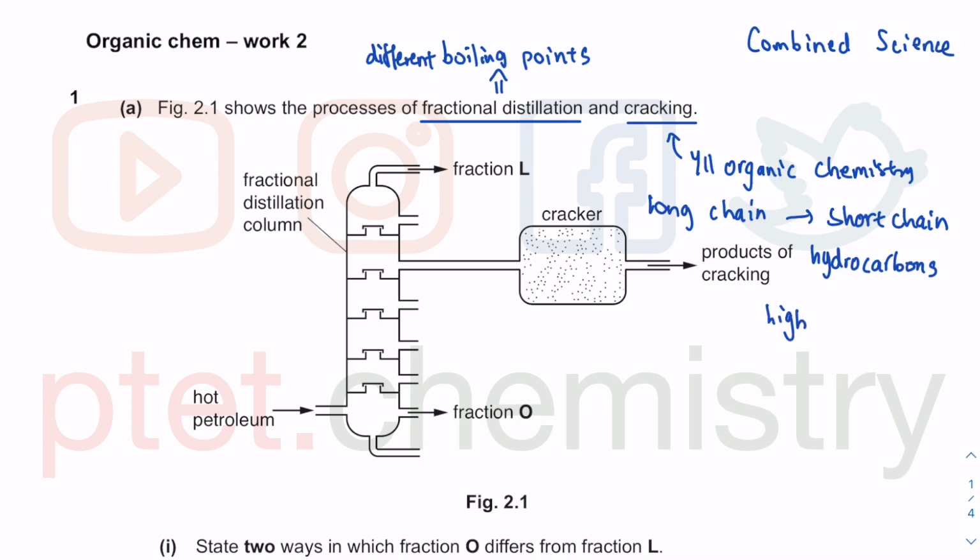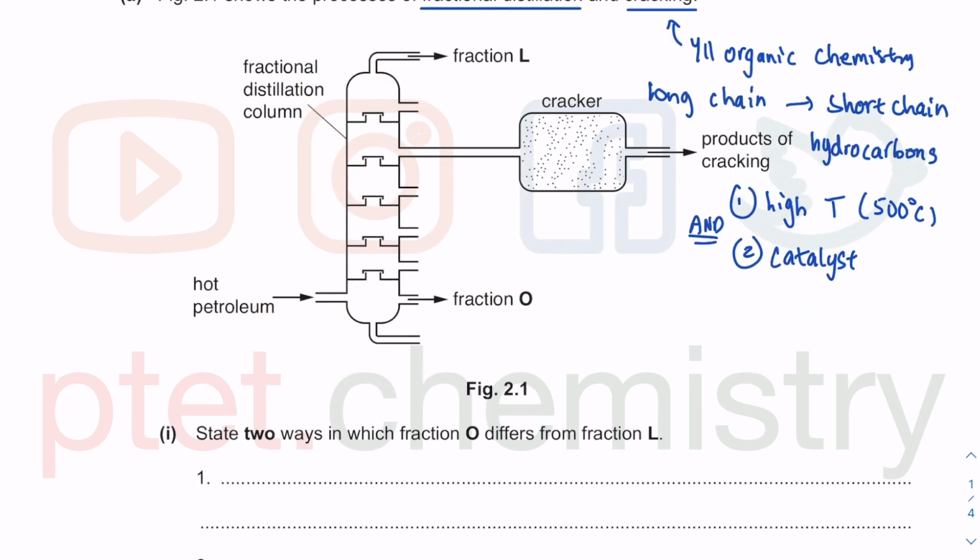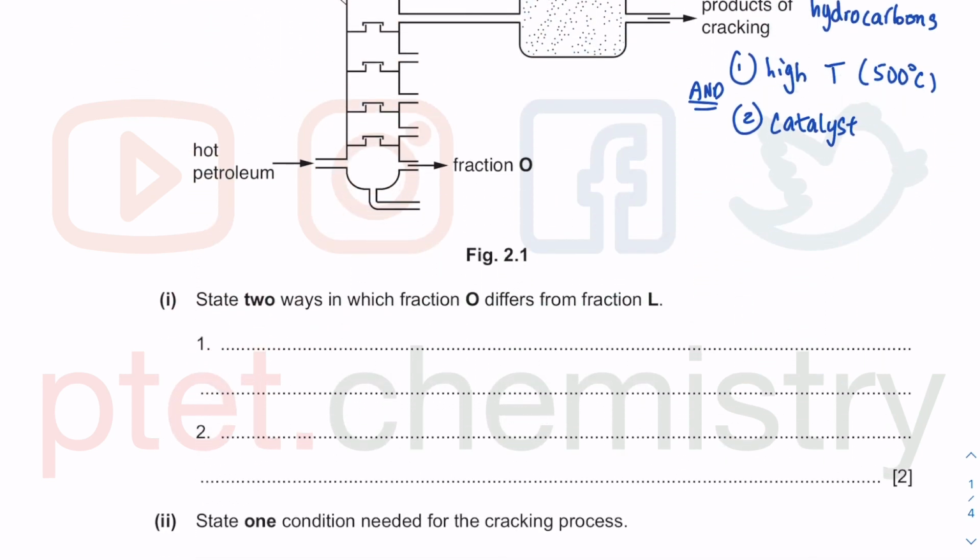You do need high temperature, which is around 500 degrees Celsius. You do need a catalyst, both of which are required in order to do this cracking. Okay, so this is an apparatus setup for fractional distillation, and cracking is somewhere there. This is pretty similar to work 1 actually.